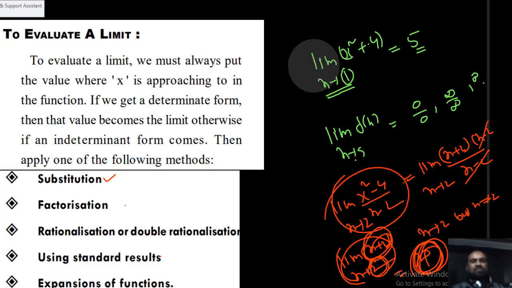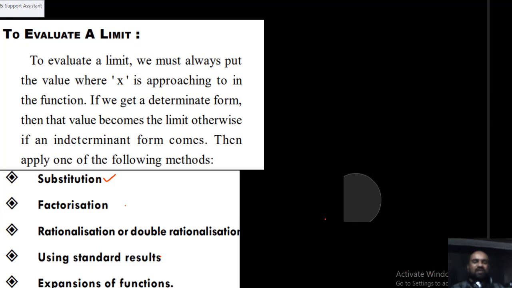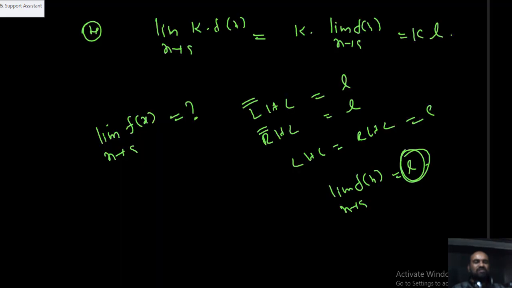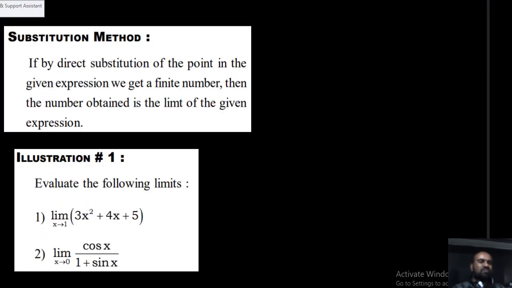Okay, students, now I am going to explain, one by one, the methods to find the limit of a function. First, the substitution method, factorization method, rationalization method or double rationalization method, and using standard results and expansions of functions. Listen, students. First, the substitution method. If by direct substitution of the point in the given expression we get a finite number, then that finite number obtained is the limit of the given function.